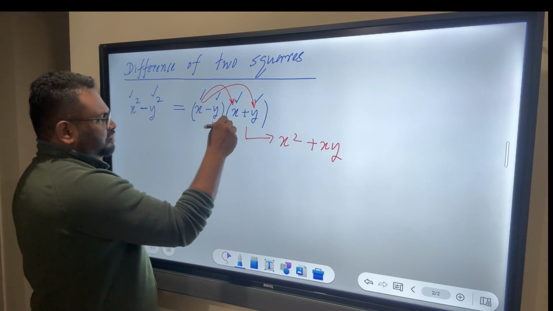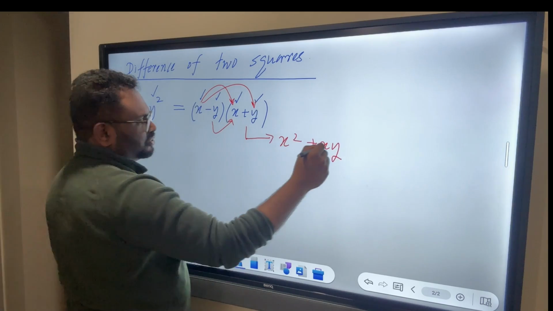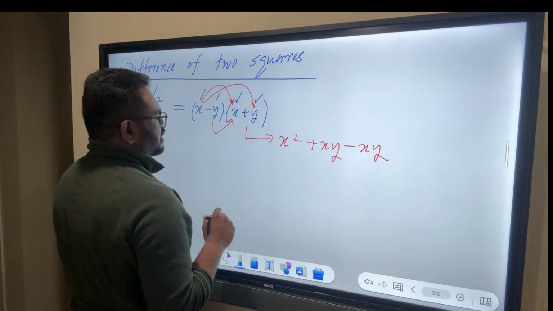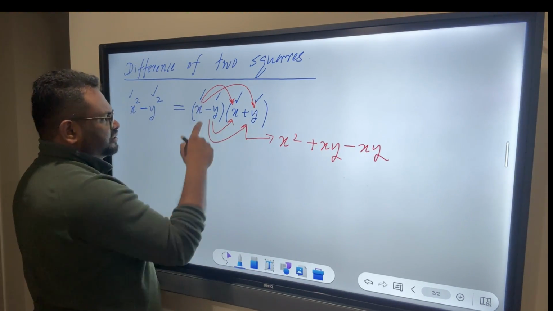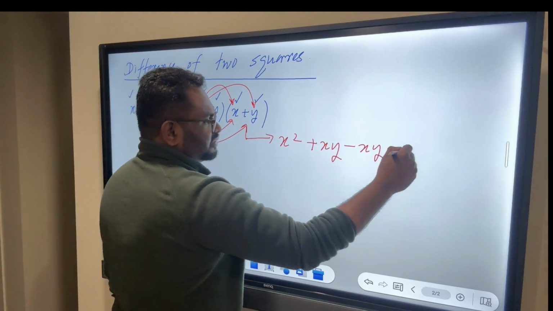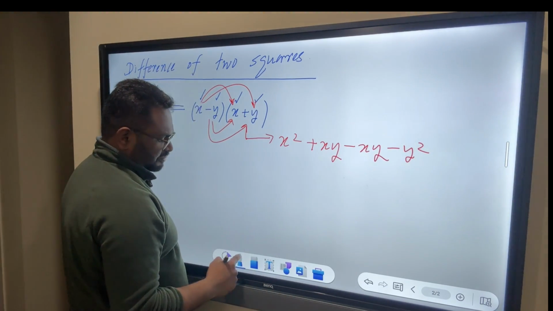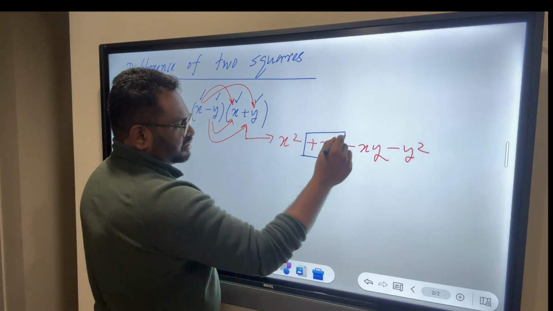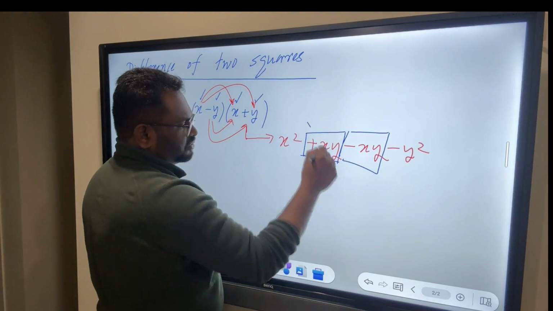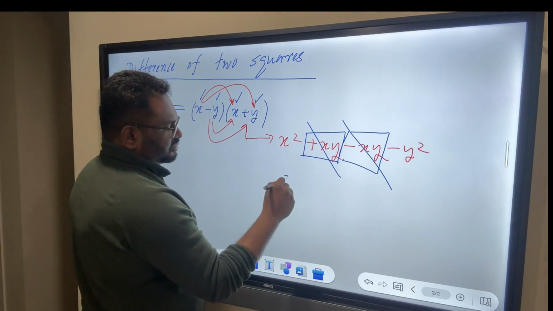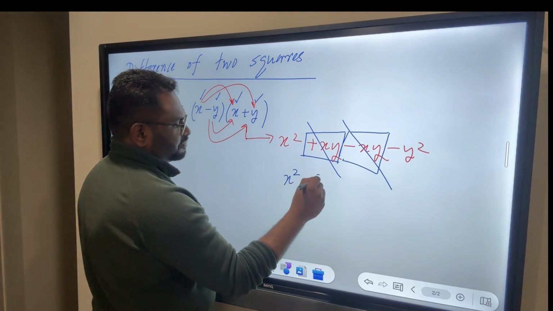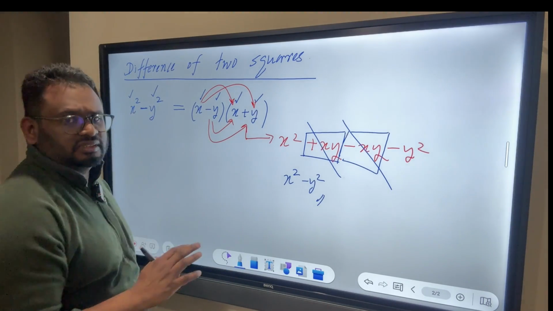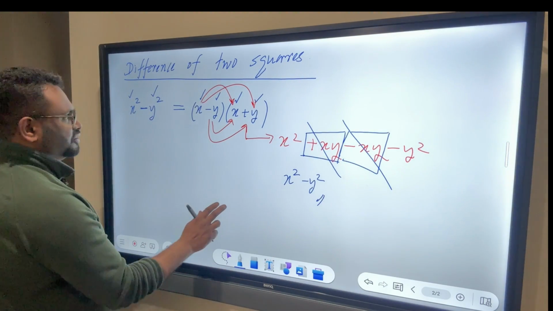Then I'm going to multiply these two with the minus, so it's going to be minus xy. Then I multiply these two, so minus times minus is plus, giving minus y squared. Now you can see positive xy and negative xy, so those two terms are gone. Finally you get x squared minus y squared. This is a very clean technique, the difference of two squares.